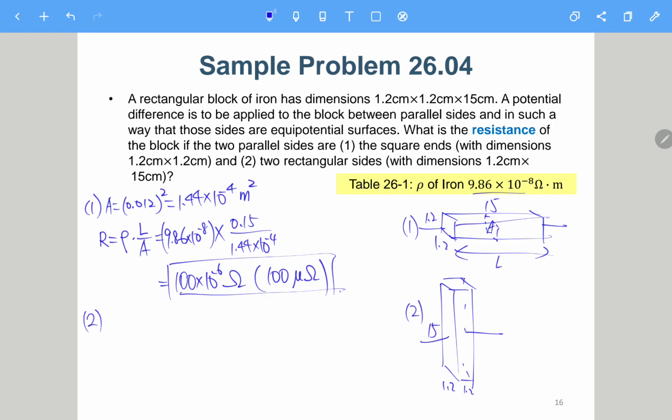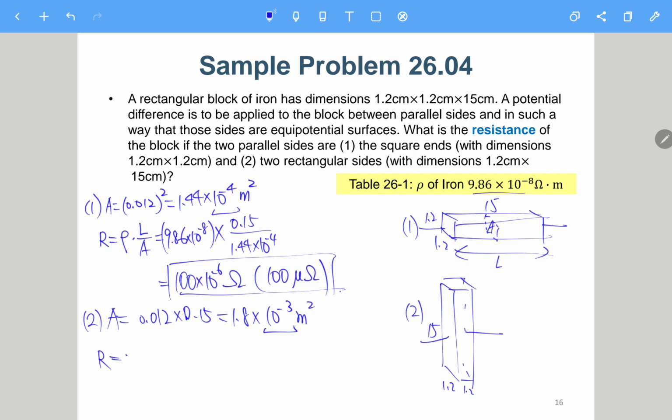For the second one, A is 0.012 times 0.15. So this is 1.8 times 10 to the negative 3rd power meter squared. So you can see at least one order larger cross-section area.